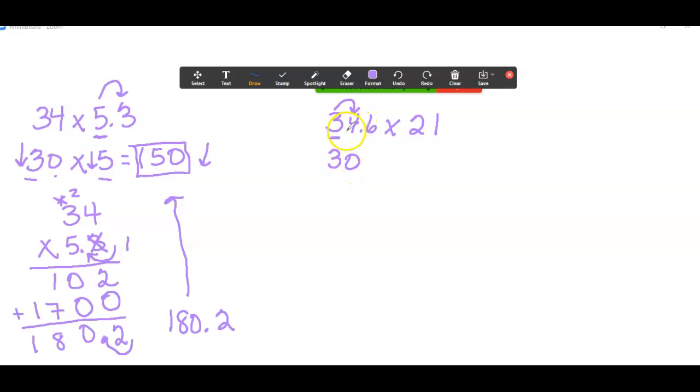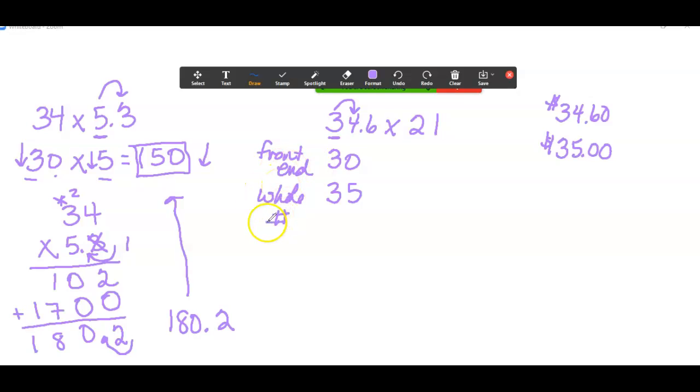I'm looking at this, and when I first looked at that, I thought about money. I thought about $34.60, and I know that that's really close to $35, okay? That part that I just did there, that's rounding to the nearest whole number. So if I round to the nearest whole number, it'll be 35. So this was front end, and this was whole number. Either one of those strategies is useful today.